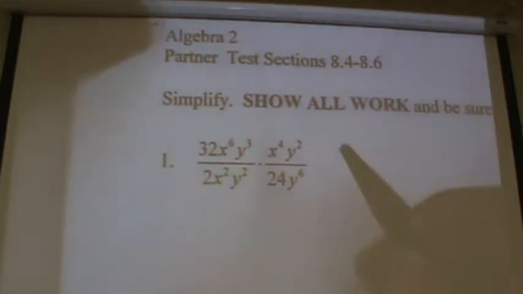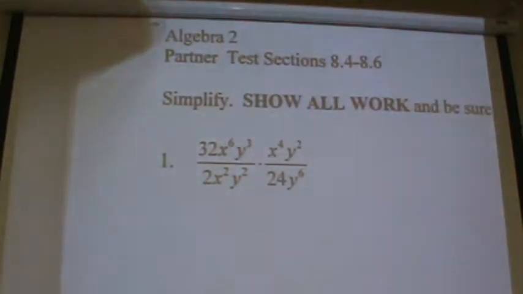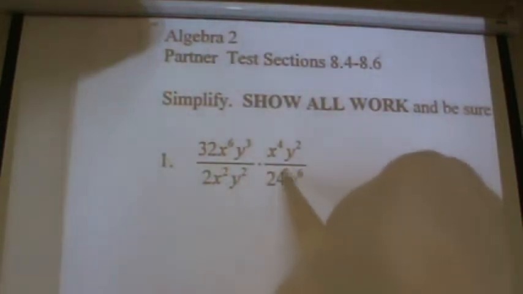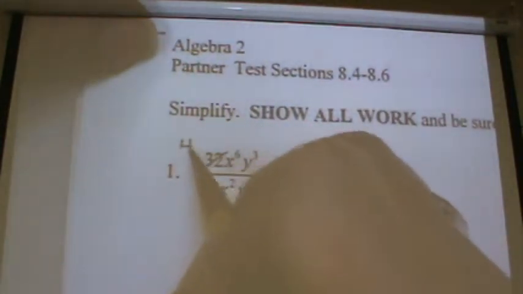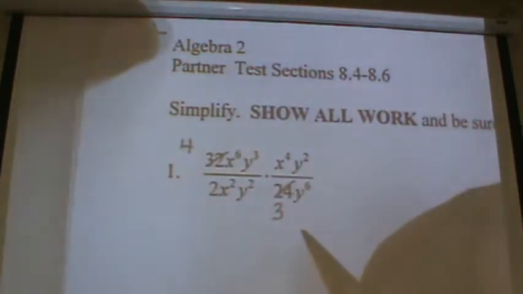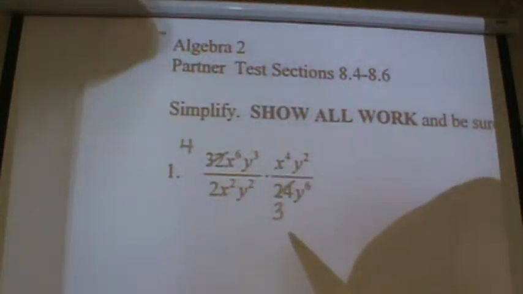What do you mean your y's? Let's work on the number first. Your 32 and 24 can both be divided by 8, so we can reduce those. 8 goes into both of these. So 4 and 3. Okay, what else? So that's your numbers.